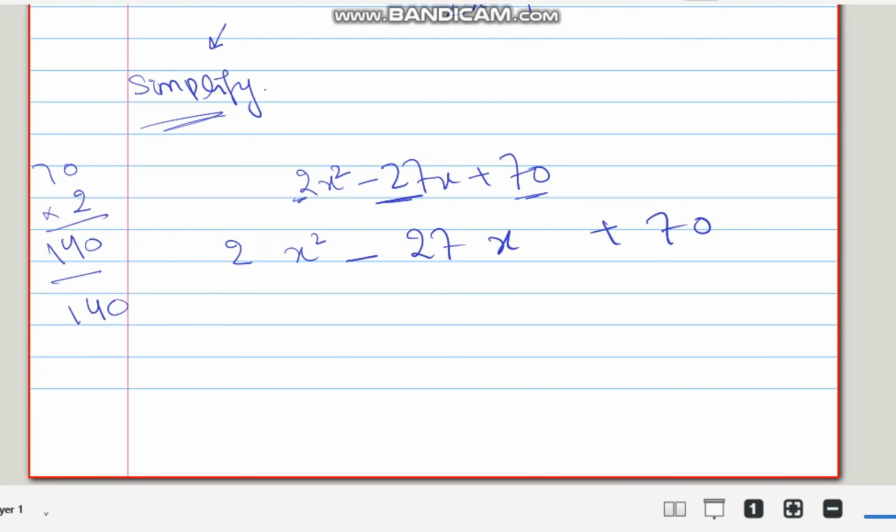So we want to get the minus 27, it is very important, and we want to split 140. How can we split the 140? Please focus on this point. It's a very important point. 140 can be split as 2 multiplied by 70. This is one form of the factorization.